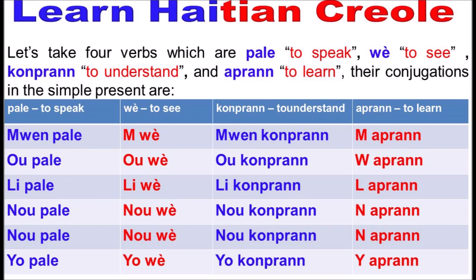Their conjugations in the present simple are parler, to speak: moi parler, ou parler, li parler, nous parler, yo parler. Moi parler, I speak, ou parler, you speak, li parler, he, she, it speaks, nous parler, we speak, nous parler, you speak, yo parler, they speak.